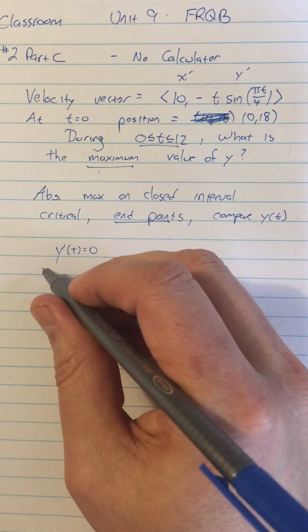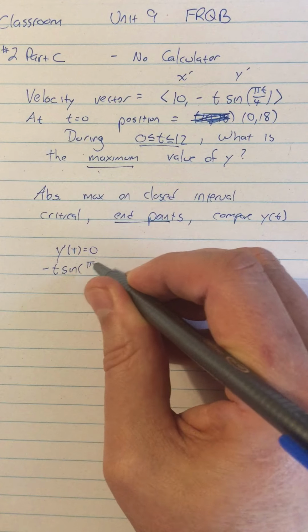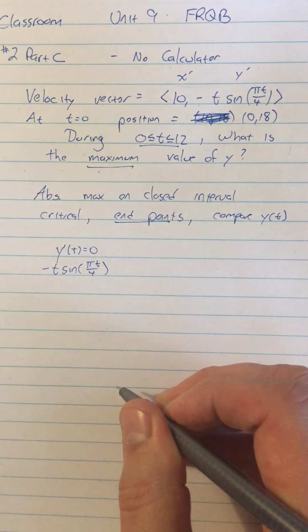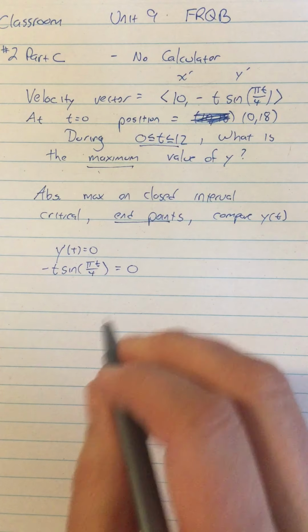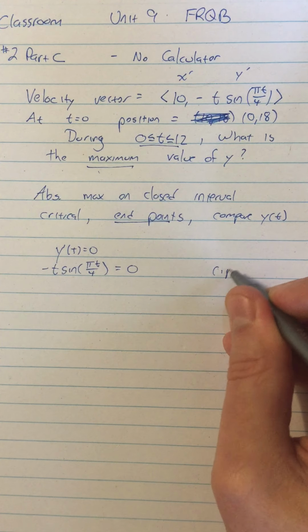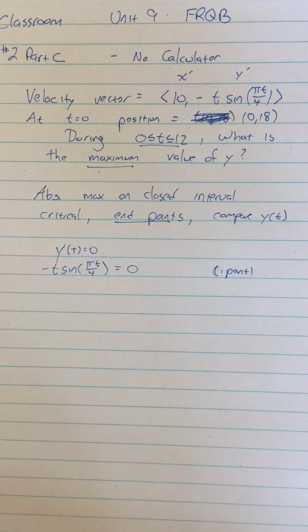So our y prime is negative t sine of pi t over 4, and we need to solve that equal to 0. Now, as long as we write this, by the way, that was worth 1 point in the scoring. So if you wrote that, you got 1 point.